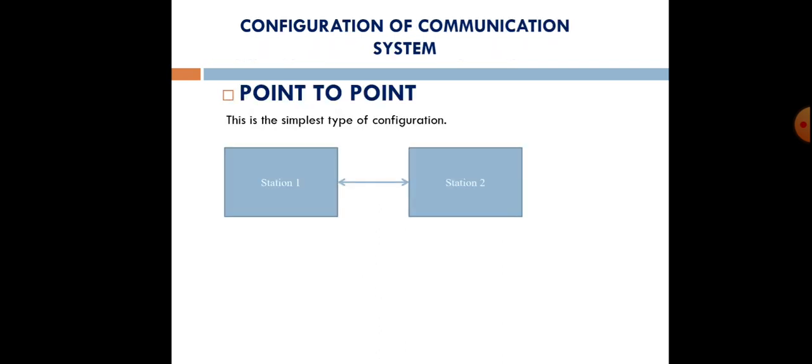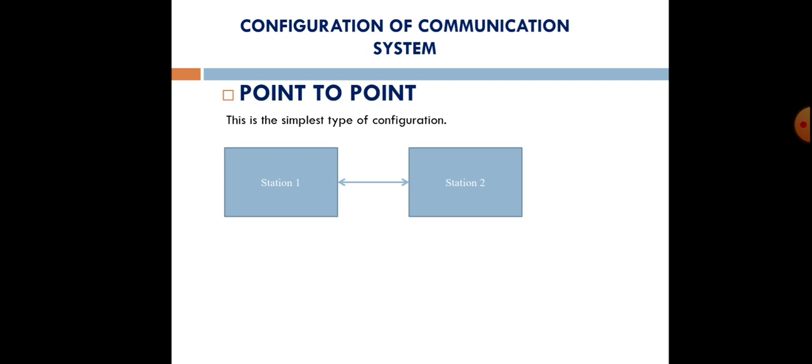Now, the next topic is configuration of communication system. See, the following are the three configurations of the communication system. First one is point to point, second one is point to multi-point, and third one is peer to peer. Here the first configuration is point to point. This is the simplest type of configuration. In this, one station can communicate directly with the other station. For example, the overhead water tank and the pump. See here the figure which indicates station 1 is in direct contact with station 2.